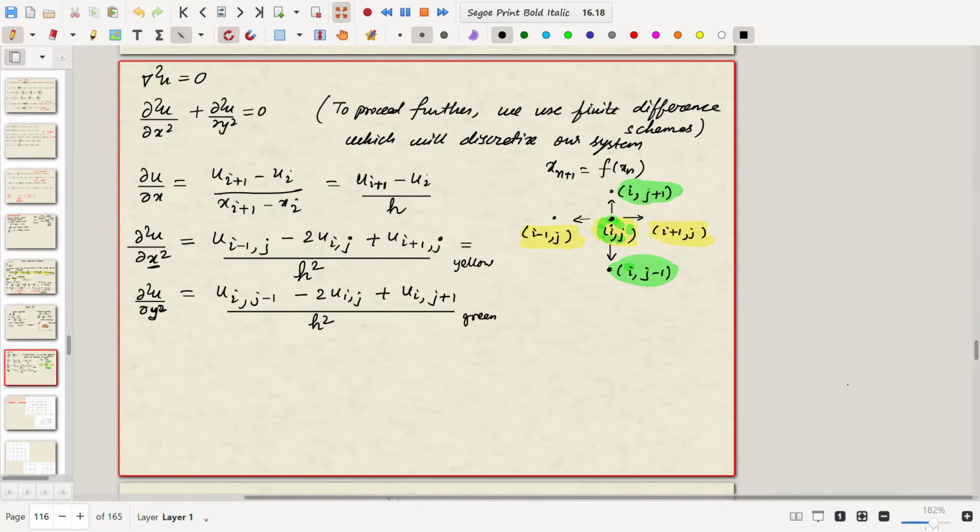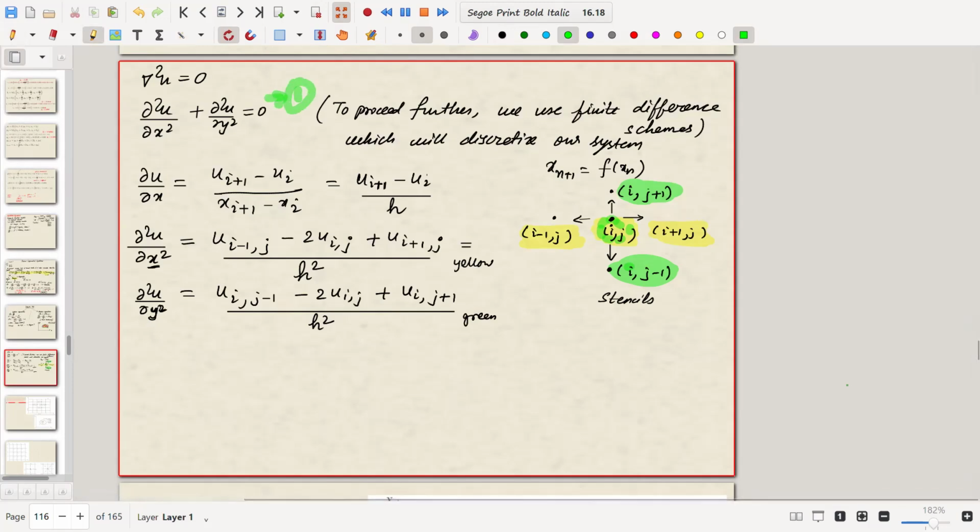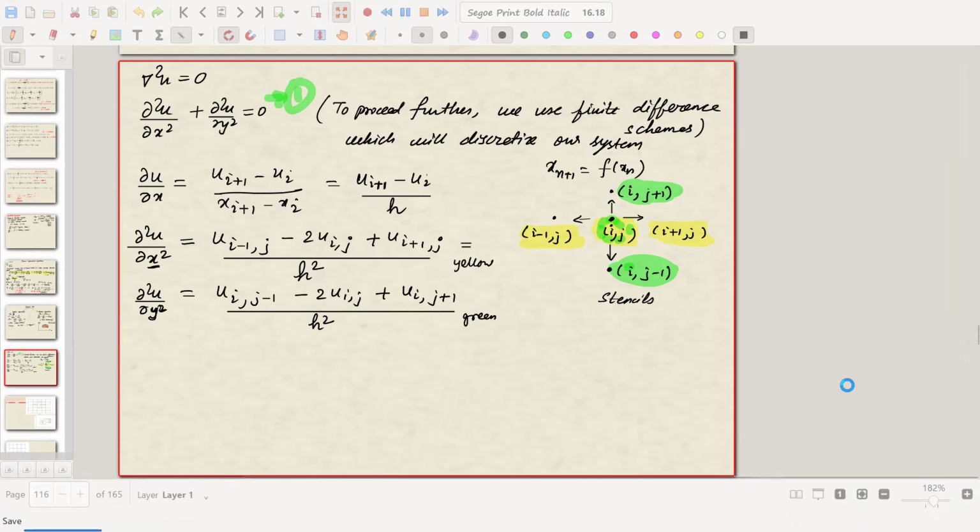So these are very nice for understanding the visualization. These are normally referred to as stencils. These are like stencils: where to go, which one to take. Okay, fine. Now, can you put this into the main equation? If you put this into the main equation, what do you get? Can you solve it? What do you get? Put that and tell.